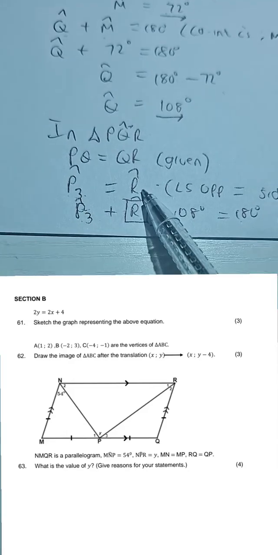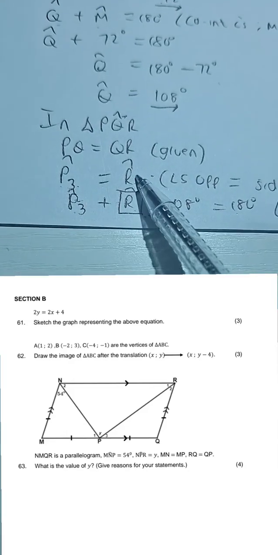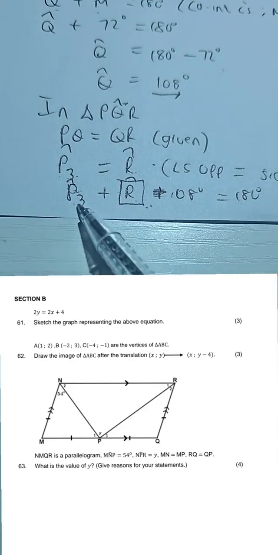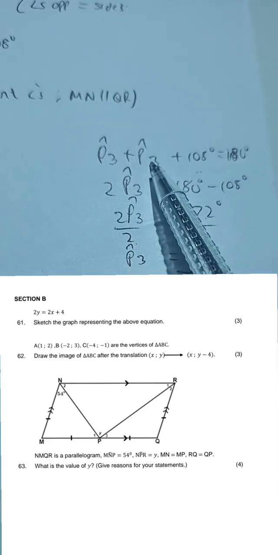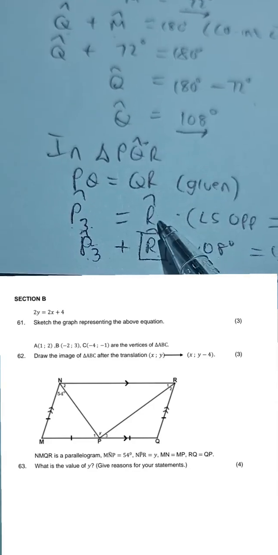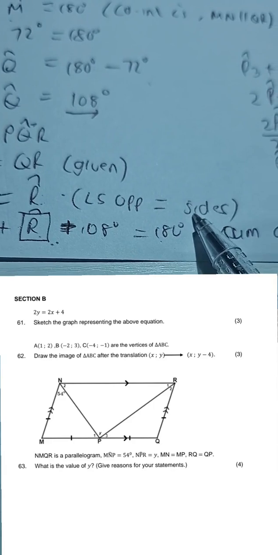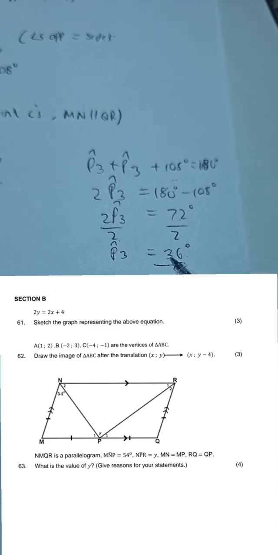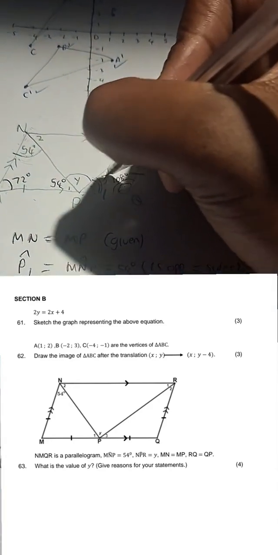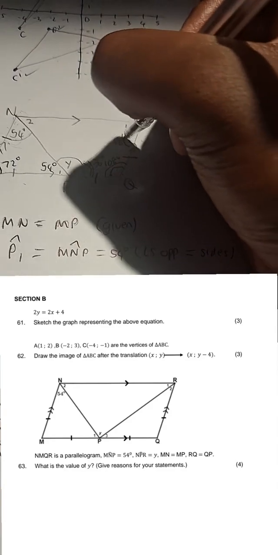Since angle P3 is equal to angle R, I substitute in the place of R angle P3. So that means angle P3 plus angle P3. I've substituted in the place of R angle P3 since these two are equal for this reason. Then I solve for angle P3. I get 36 degrees. I can go to my diagram now and write in the answers I've got.